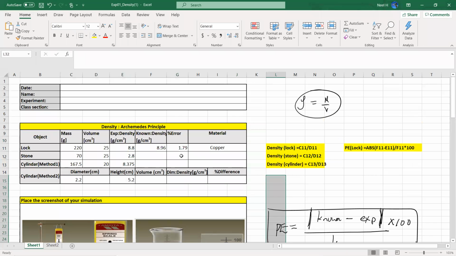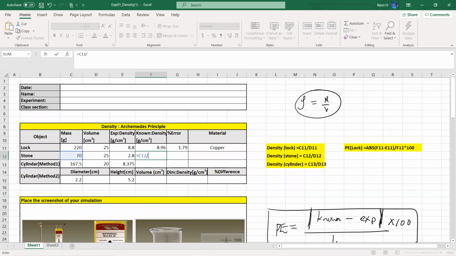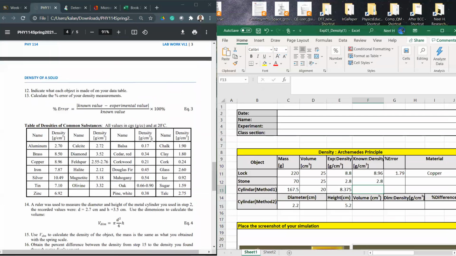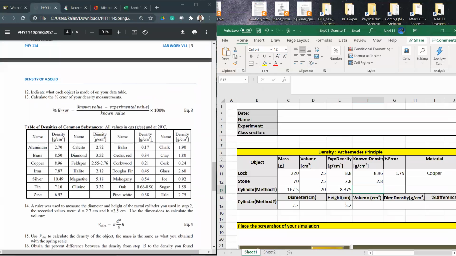Okay, then let's do the same for the other two. There's no difference at all. This known, the same equal sign, C12 divide by D12. That will do the calculation. Then you go to the table, search that number, 2.8.